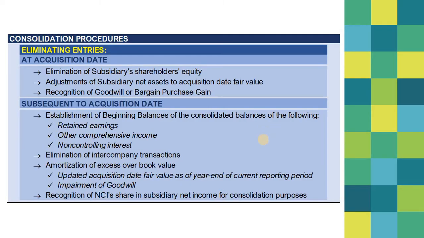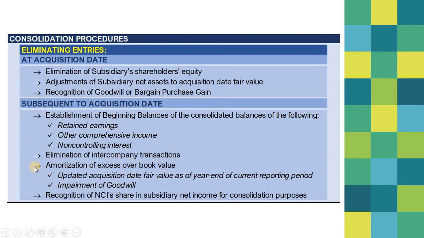So, in 2020, after we repeated the eliminating entries at acquisition date, we proceeded to the elimination of intercompany transactions and amortization of excess over book value, as well as the recognition of NCI. And we skipped the establishment of beginning balances of the consolidated balances of the following equity accounts. So these are the eliminating entries subsequent to acquisition date.